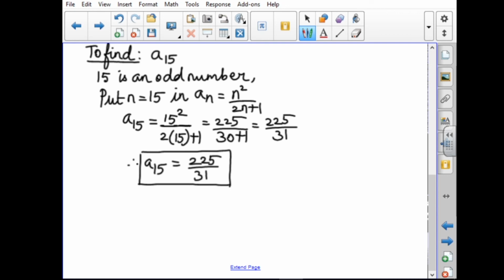The answer: A8 equal to 63 by 10, A15 equal to 225 by 31.